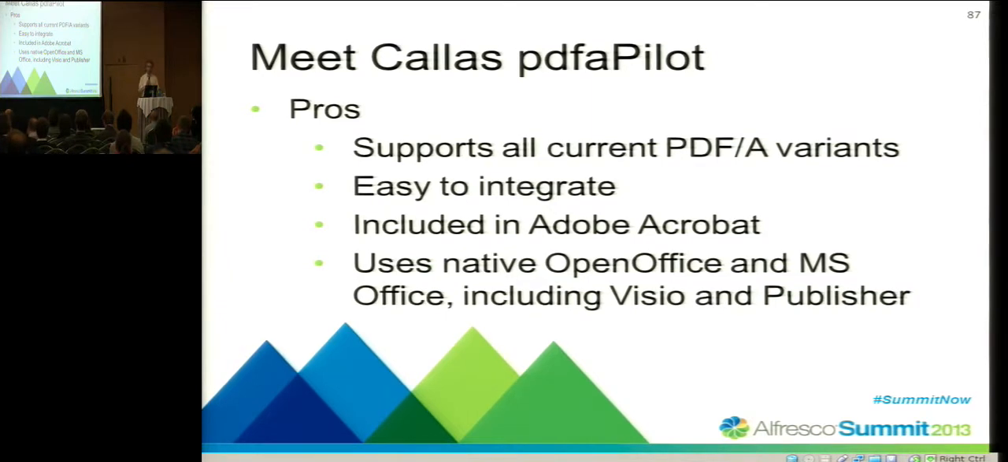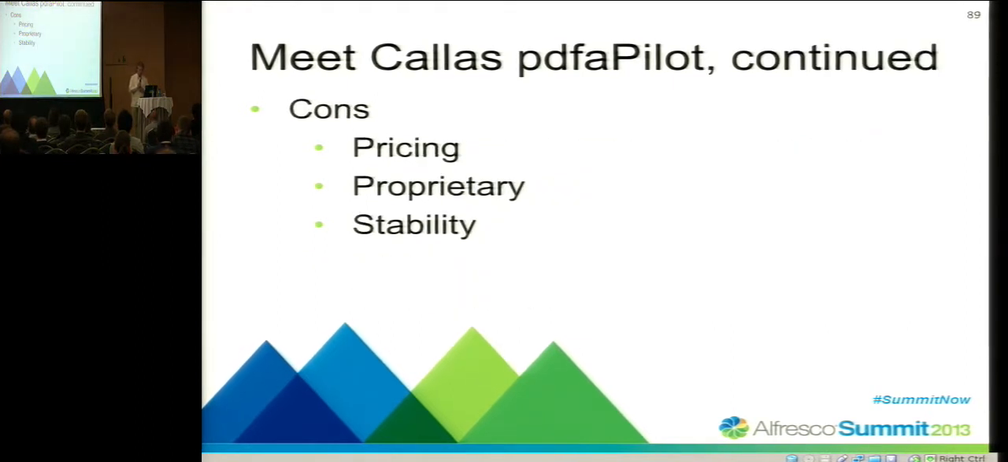It's a very good software for converting documents to PDF and PDF/A. The pros are, it supports all current PDF/A variants. It's easy to integrate. It's included in Adobe Acrobat, meaning that Callas has licensed their software to Adobe, and it uses native OpenOffice and MS Office, including Visio and Publisher. The cons are pricing. I mean, it's proprietary, so it costs some money. Not overly expensive, but still it's not open source. Stability could be an issue in some cases, I have myself realized.